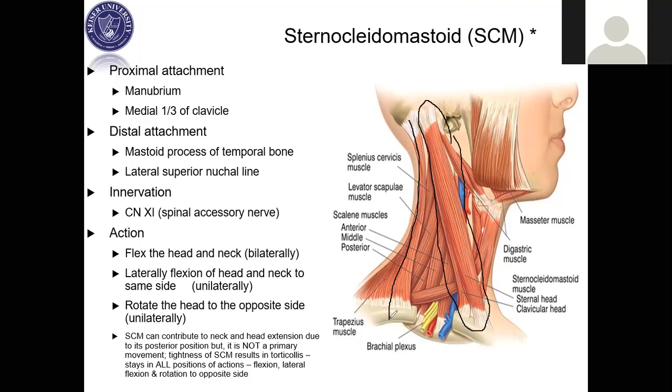So again, take a look at this picture. It's going to show you a lot of muscles that are in this area here. A lot of small muscles. Sternocleidomastoid, though, is a very, very strong muscle. Okay, so that muscle is starred. You definitely need to know it.